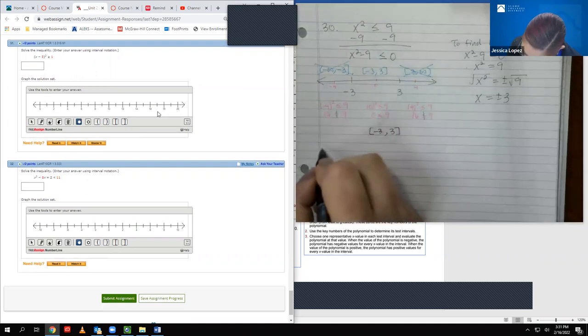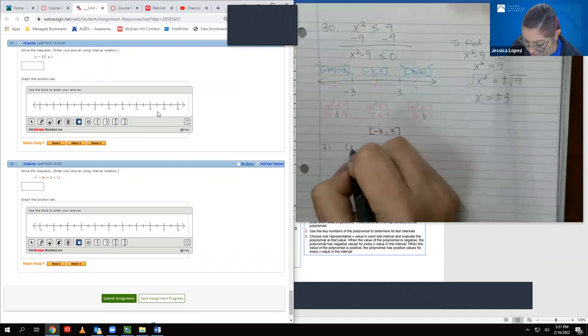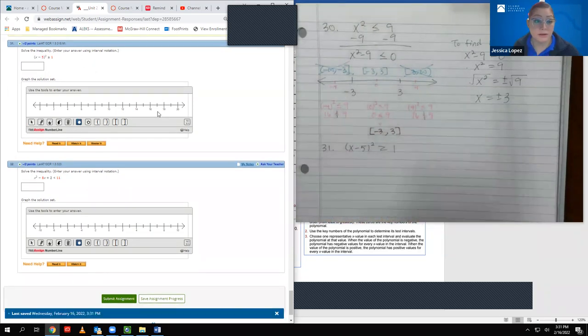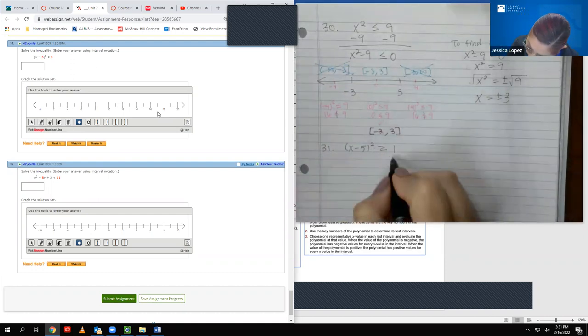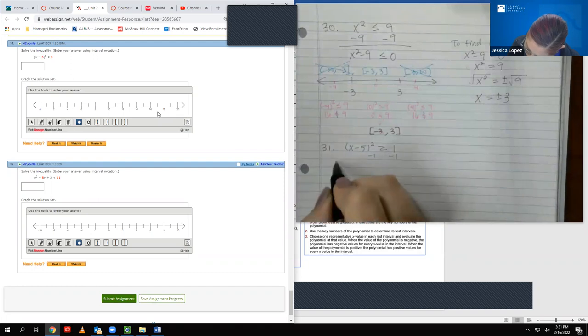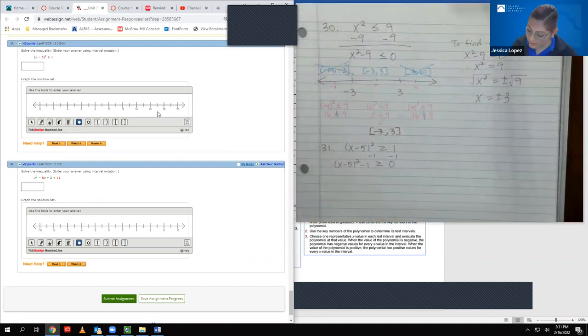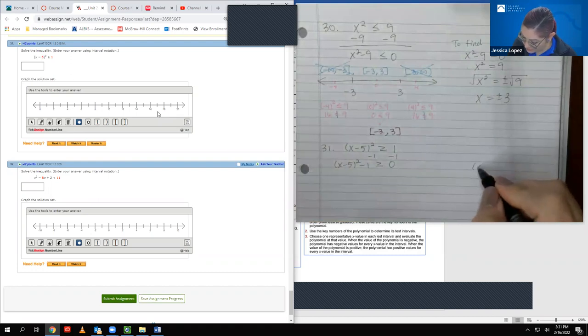Now 31. We have x minus 5 squared greater than or equal to 1. Again, the first thing is to find those quote unquote zeros, right? Key numbers, which I cannot do until this is 0. So I am going to have to minus 1 on both sides. Okay, and if I want to find the key numbers, I'm going to have to go over here and take this.